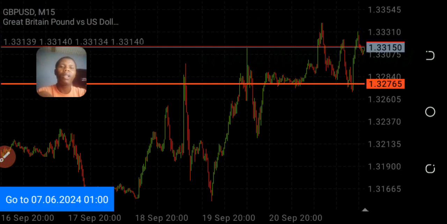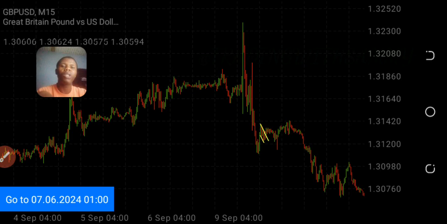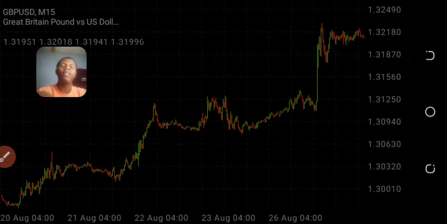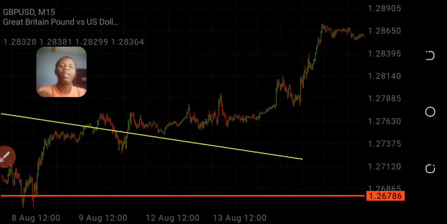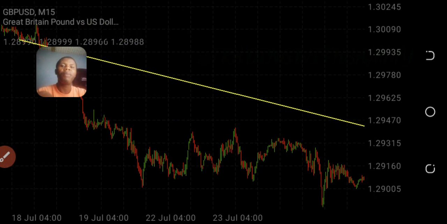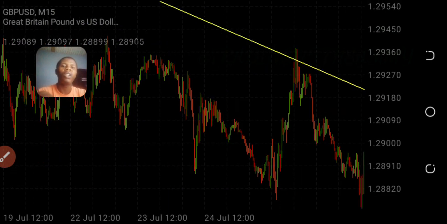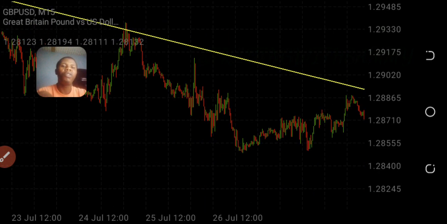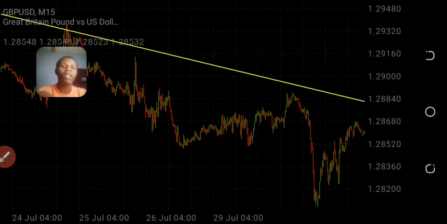Why am I going down to 15 minutes? Because it becomes clearer, and 15 minutes is hardly going to give us a false signal, other than 5 minutes. 5 minutes will, but 15 minutes won't give us that kind of false signals. Now this is it.